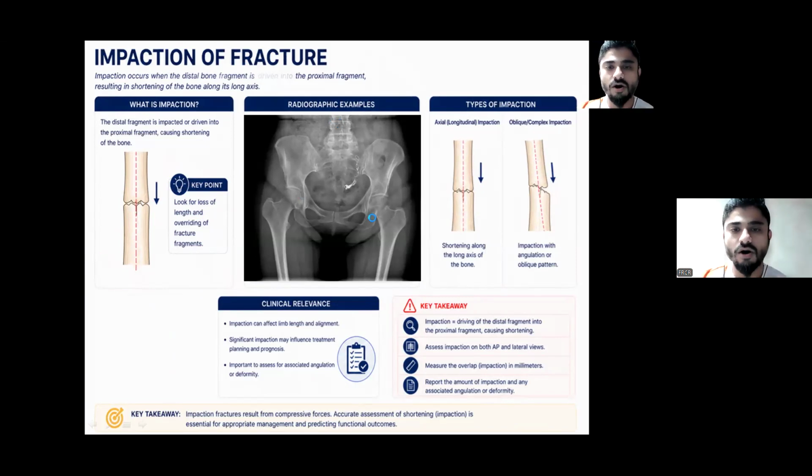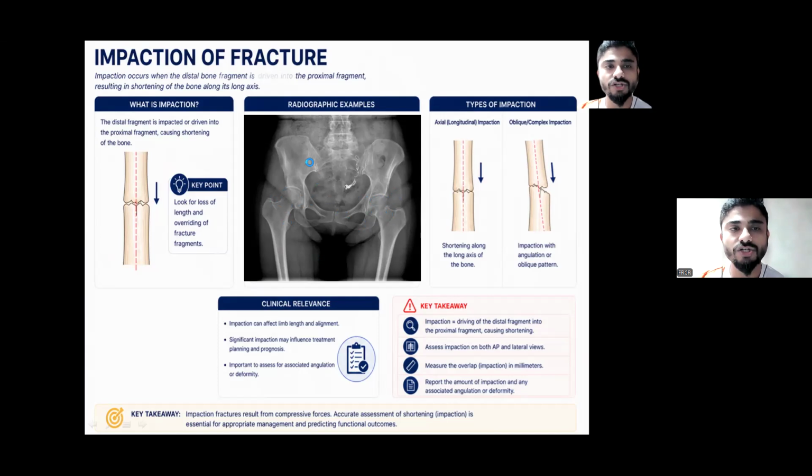Okay, this is how it is frequently seen at the level of femoral neck fractures, and you have to compare the length of the femoral neck on the affected side with the length of the femoral neck on the normal side. As you can see in this particular case, there is shortening of the neck of the femur on the left side as compared to the right side. That is the reason we are labeling this as an impacted kind of fracture.